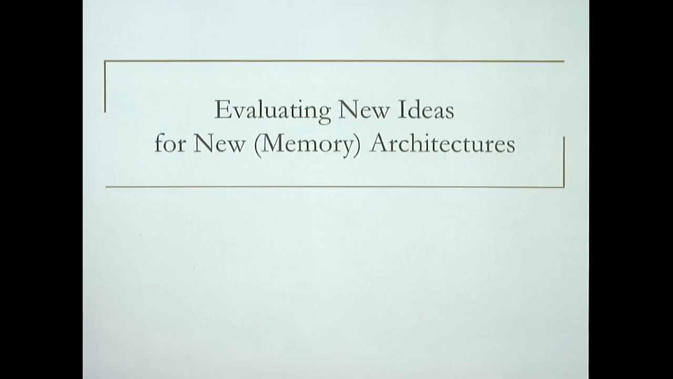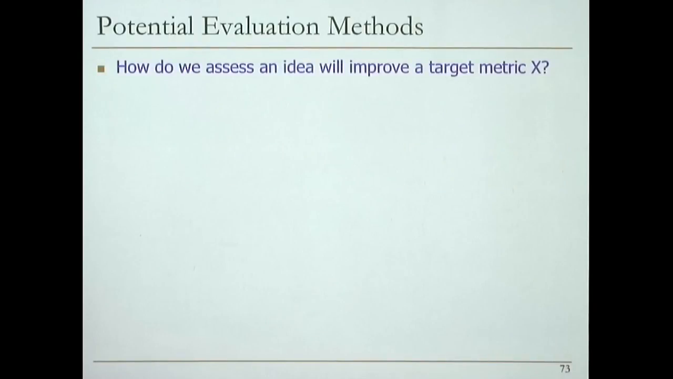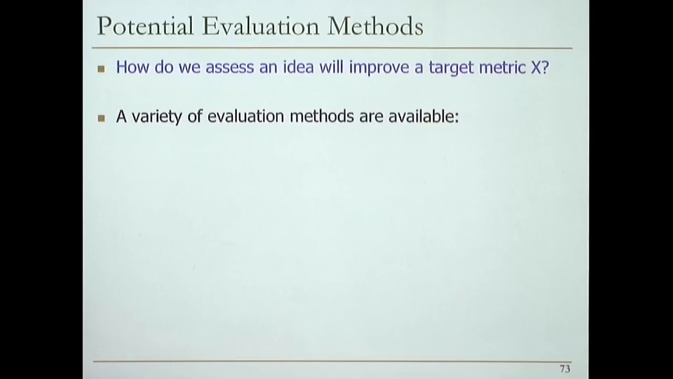OK, so that brings me to evaluating new ideas for new architectures, new memory architectures, but architectures in general. Whenever you have an idea, for example, a reinforcement learning memory controller, OK, good, you've designed this. How do you evaluate it, right? Do you go out and build a chip that does it? Well, we could have done that, but that would have cost us a lot, probably. I don't know about $4 billion, but it could cost a lot. So basically, the question is, how do we assess an idea will improve a target metric X? X could be anything. And we have a variety of evaluation methods that are available as an architect.